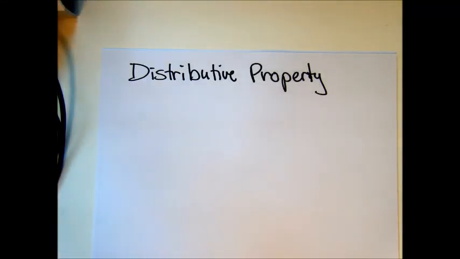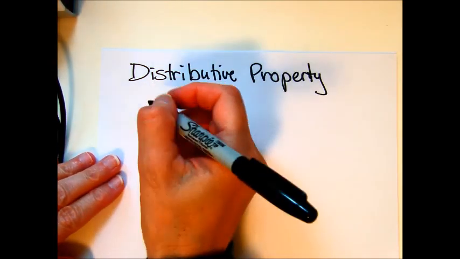Hello, I would like to do a little video on distributive property, and I'm going to give you lots of examples. So first off, distributive property basically allows you to multiply a factor to the terms that are within a set of parentheses. So let me give you an example here.